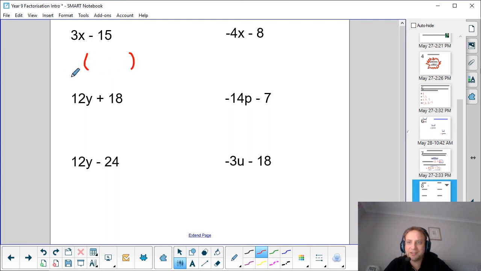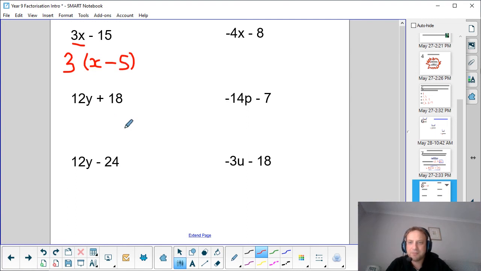We need something to put out the front, so we look at 3x and we look at minus 15, and the only number that would go evenly into 3 and 15 is 3 itself, right? 3 goes into 3 and 3 goes into 15, so we put a 3 out the front because that's that evenly dividing factor. Now that I've decided that 3 is my number of choice, I divide each part by 3, so we start by dividing that by 3. That would make x. There's a minus in my question, so I put a minus in my answer, and 15 divided by 3 is 5.